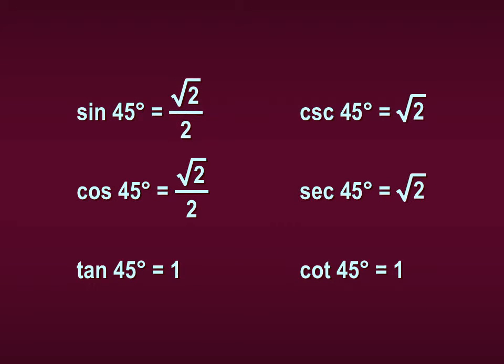So here's a recap of the 6 trig ratios for the special angle 45 degrees. You are going to have these memorized. But if you can remember a 45 triangle, and you can remember 1, 1, square root of 2, you won't really have to memorize these. You'll be able to build them using trig ratios.